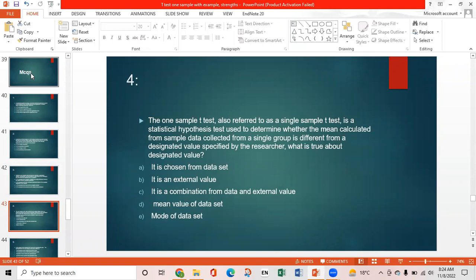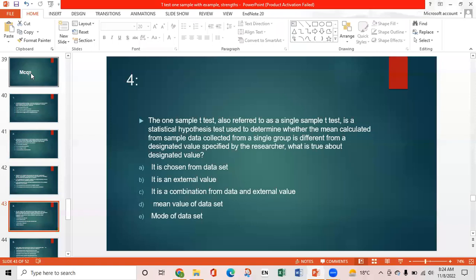Fourth MCQ: the one sample t-test, also referred to as the single sample t-test, is a statistical hypothesis test that is used to determine whether the mean calculated from sample data collected from a single group is different from a designated value specified by the researcher.